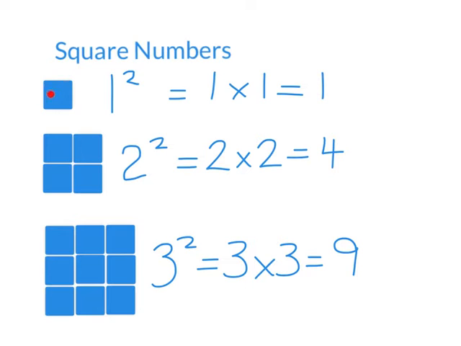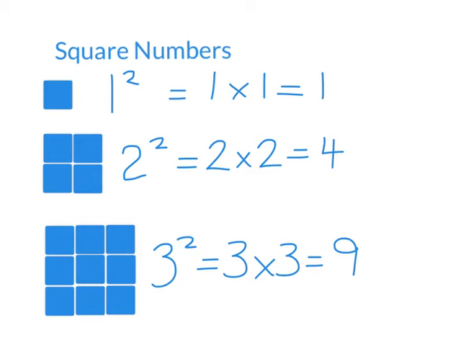Here's the number 1. If I've got just one object, it makes a square shape. If I've got 4 objects, I can arrange them into a square shape. If I've got 9 objects, I can arrange them into a square shape. And we'll see in a moment that there are other numbers that will do this as well.